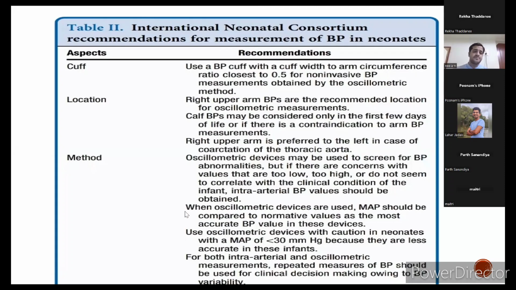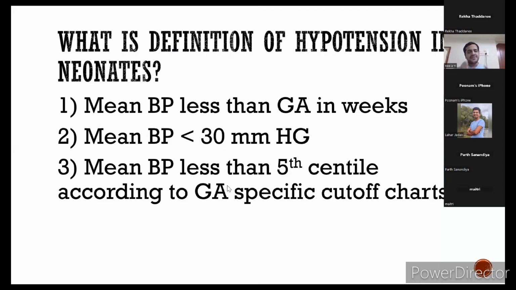So then, what is the definition of hypotension? All said and done, the biggest controversy is, what do you call hypotension? Below which value of BP do you call it hypotension? There are three different definitions which are used in many of the studies. If you search the literature, there are thousands of studies in the past 30-35 years, in which they have taken different cutoffs of BP for different gestational ages.